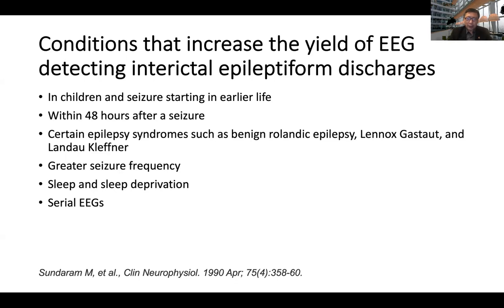Sleep and sleep deprivation are very common. Sometimes we do sleep deprivation or sleep EEG to get more yield to detect IED. Or we may have to do serial EEGs, maybe a second or third EEG, if we still cannot find the IED and clinically still suspect epilepsy.